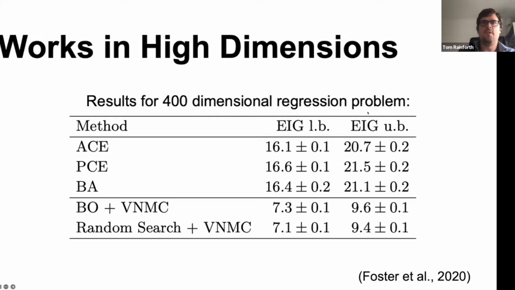And we have 2 values. We have the lower bound and the upper bound, because remember, we can't actually estimate the EIG unbiasedly. We can only get bounds on it. But we know that the true value is between these 2. We can very accurately estimate the bounds themselves. There's very little error in the estimation of the bounds. And so you know that the true value will basically be between these 2 points.